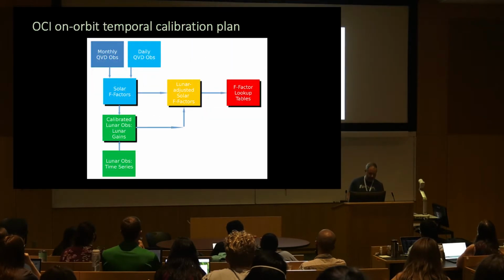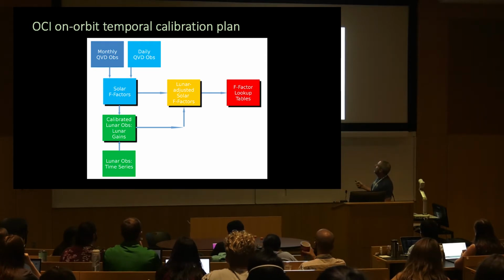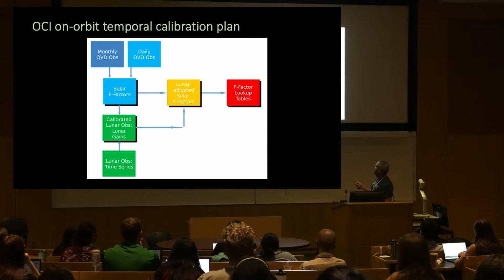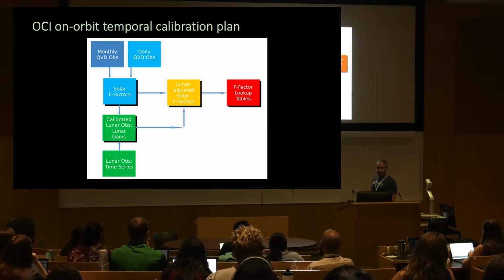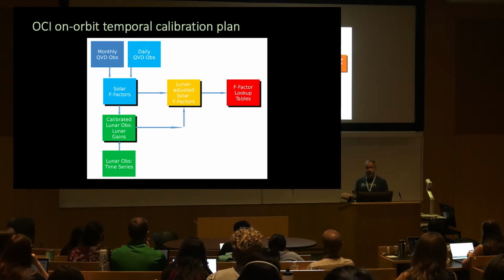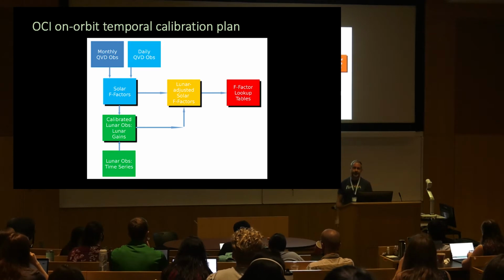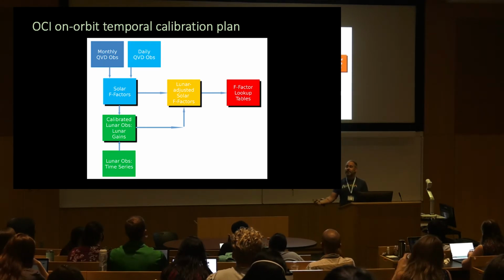So lunar calibration happens, and this is basically just the general flow of how the OCI cadence of temporal calibration will happen. In this case, we're just talking about the two solar diffusers. You have the information from the solar diffusers that come into a correction factor, called the F factor. Those correction factors actually feed into the lunar calibration process. They get combined somehow, and you have a temporal calibration lookup table. So just something for you to take home.